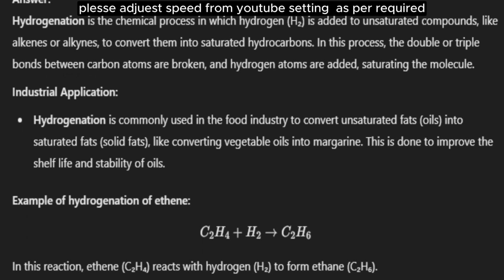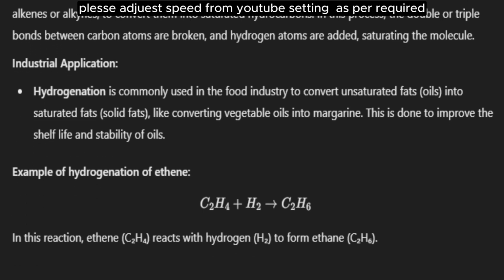Example of hydrogenation of ethene. C2H4 plus H2 gives C2H6. In this reaction, ethene, C2H4, reacts with hydrogen, H2, to form ethane, C2H6.